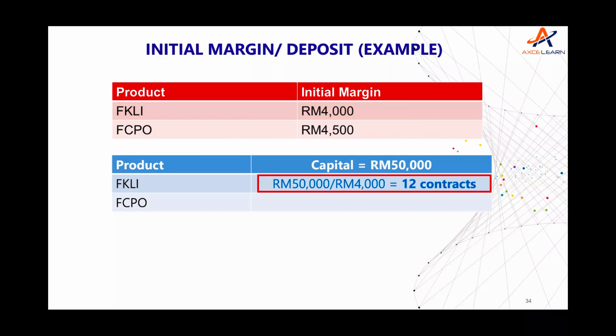So in the other way around, if you want to trade 12 contracts of FKLI, you need to deposit or bank in 50,000 to your trading account.